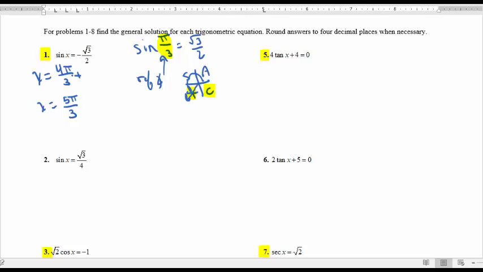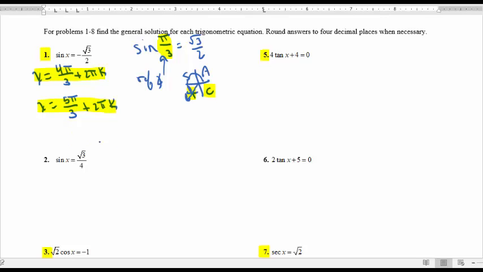So what I would do is I could add 2 pi any number of times to 4 pi over 3 and get the same value, right? And the same thing with 5 pi over 3, right? I could add 2 pi times any value, times any integer, right? And arrive at the same solution. So this is how you wrote the general solutions, right? 4 pi over 3 plus 2 pi k, 5 pi over 3 plus 2 pi k.